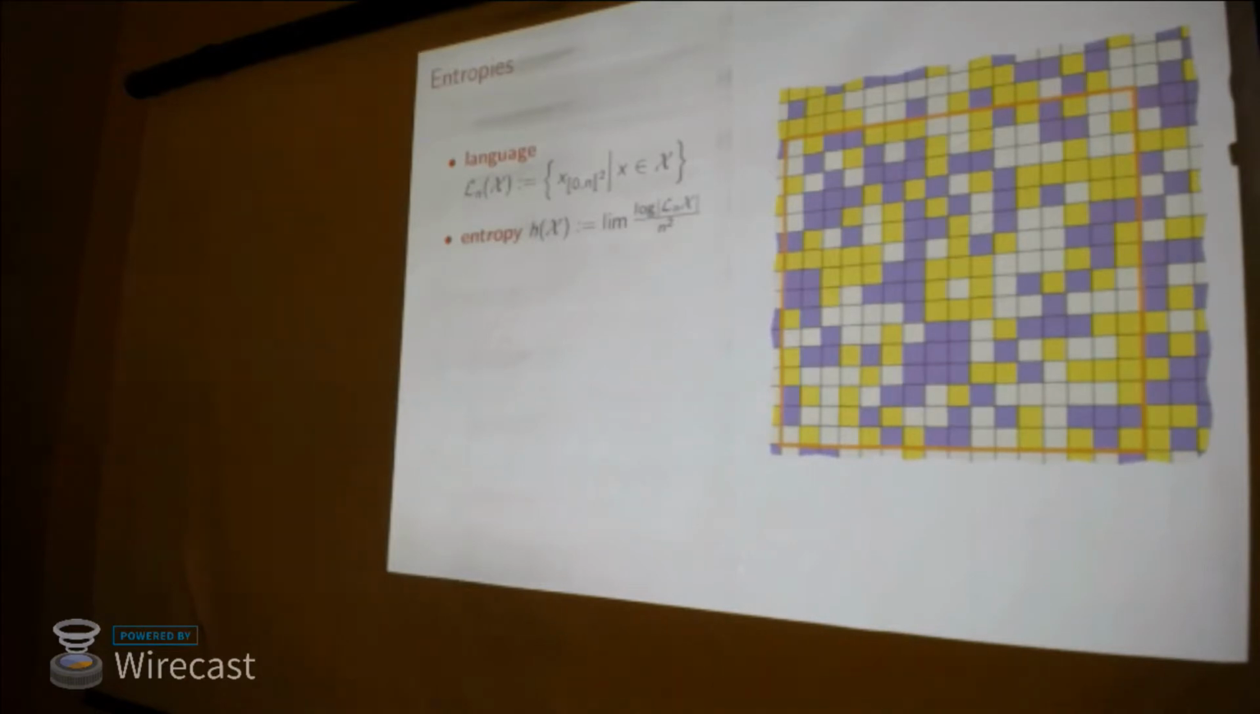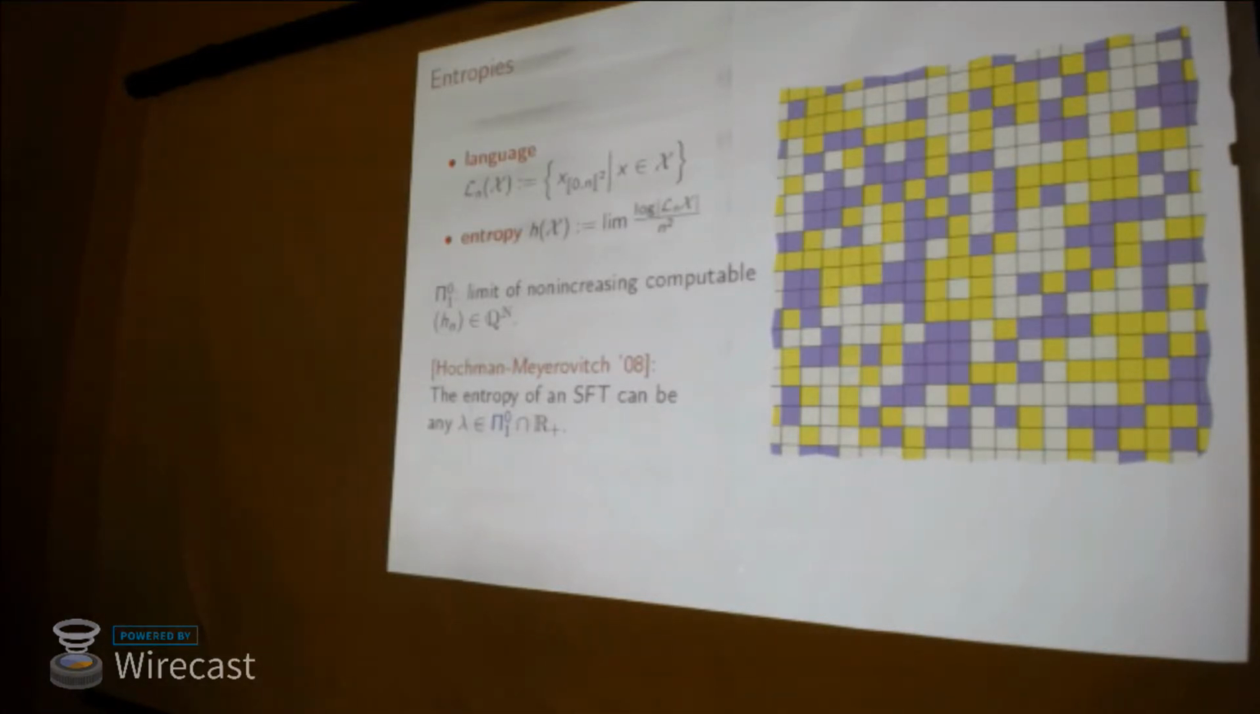And dynamicists were asking, we know exactly what the entropies of the one-dimensional SFTs are. What are they in two dimensions? And actually the answer is quite interesting. The entropies are exactly the real numbers that are the limit of non-increasing computable sequences of rationals. That has been proven some 10 years ago. This kind of construction involves hierarchical tiling and computation everywhere inside the tiling. So I won't detail this.